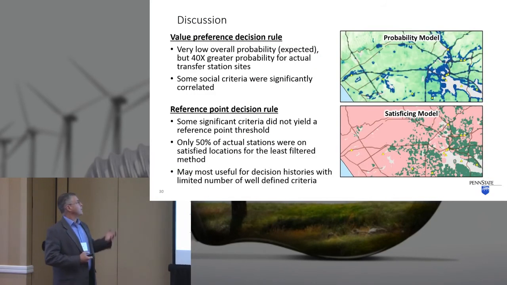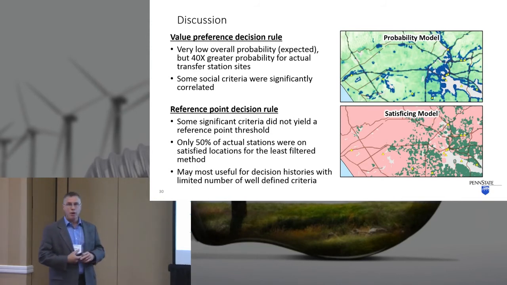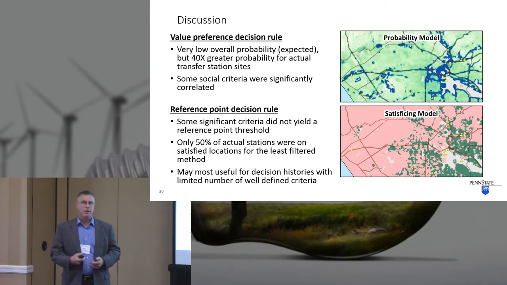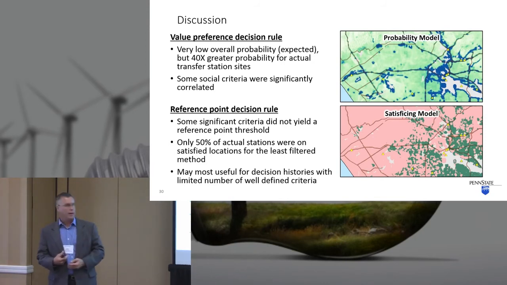So, when we look at these two, we can say that the probability model versus the satisficing model, value preference, decision rule, the outcome of a probability model corresponded pretty well with the actual decisions that were made. Very, very strong bias towards high probability for the actual locations. And we were definitely able to correlate some social criteria, which just raises more questions in terms of now what do we do to understand why they were significant.